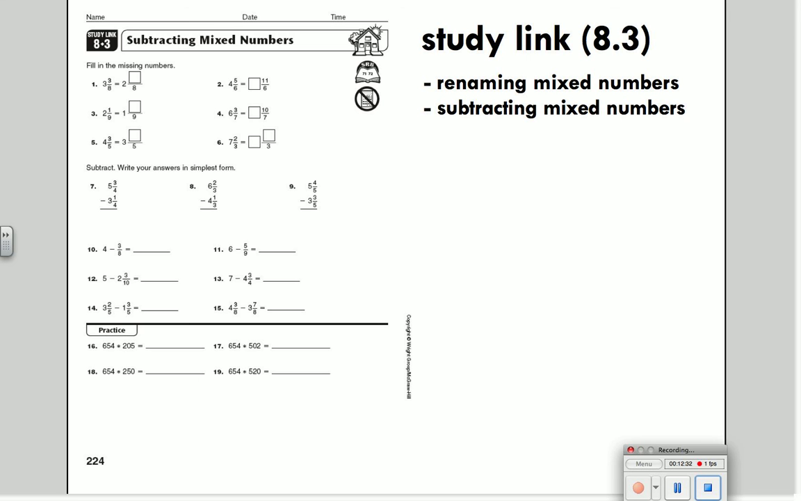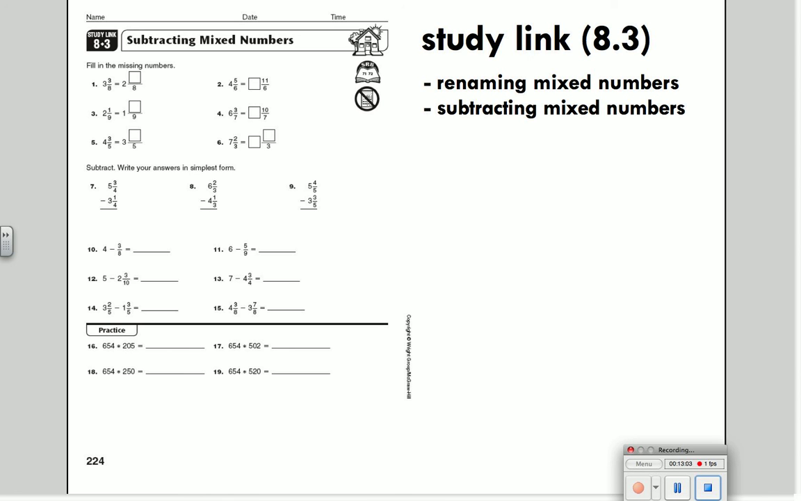All right, looks like you're ready for Study Link 8.3. Let me show you what you have to do quickly. Questions 1 through 6 are the same type of thing that we've been doing with that first number in the subtraction problem. You are simply changing it to a different mixed number, okay? Questions 7, 8, and 9, you may want to double check to see if you have to do that fancy changing of mixed numbers. You may find that you don't have to.